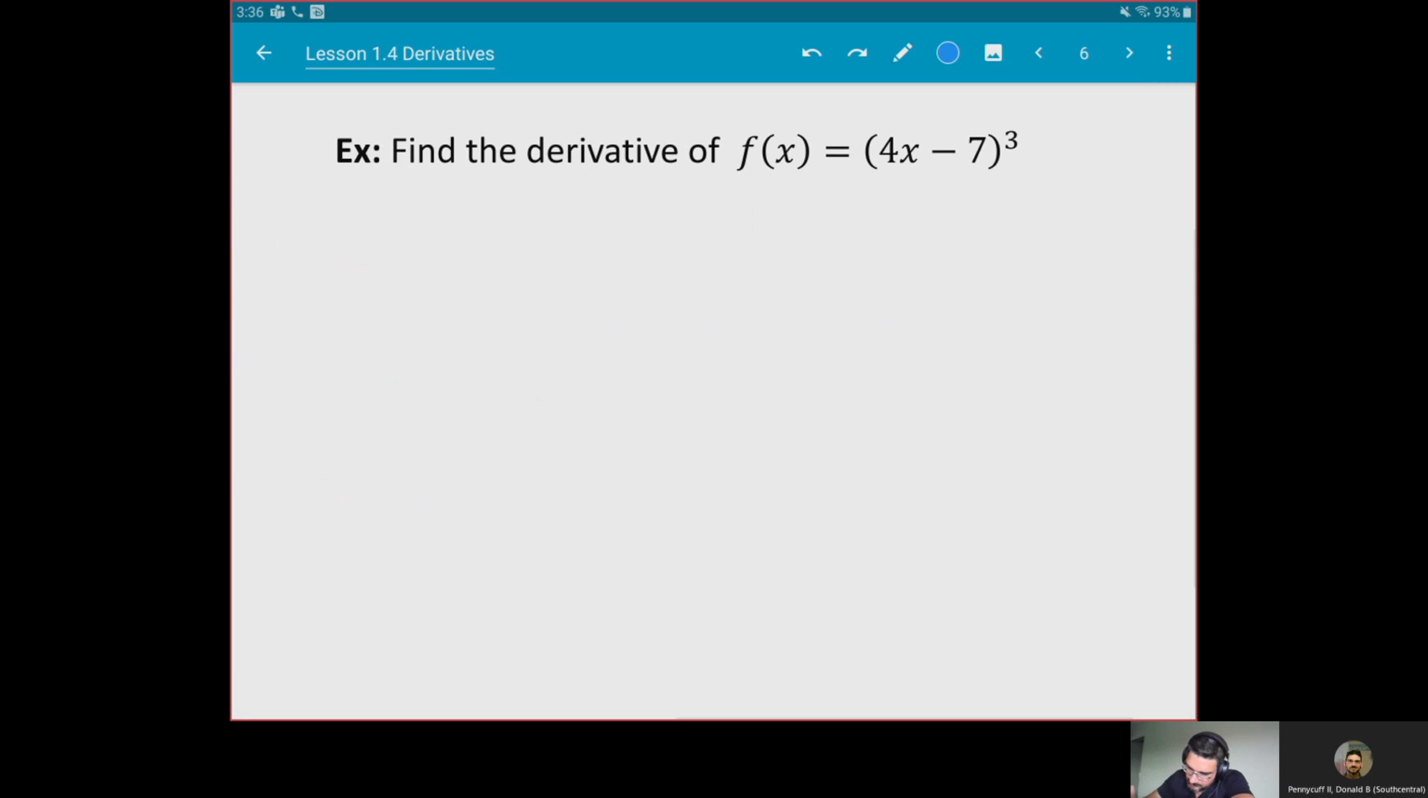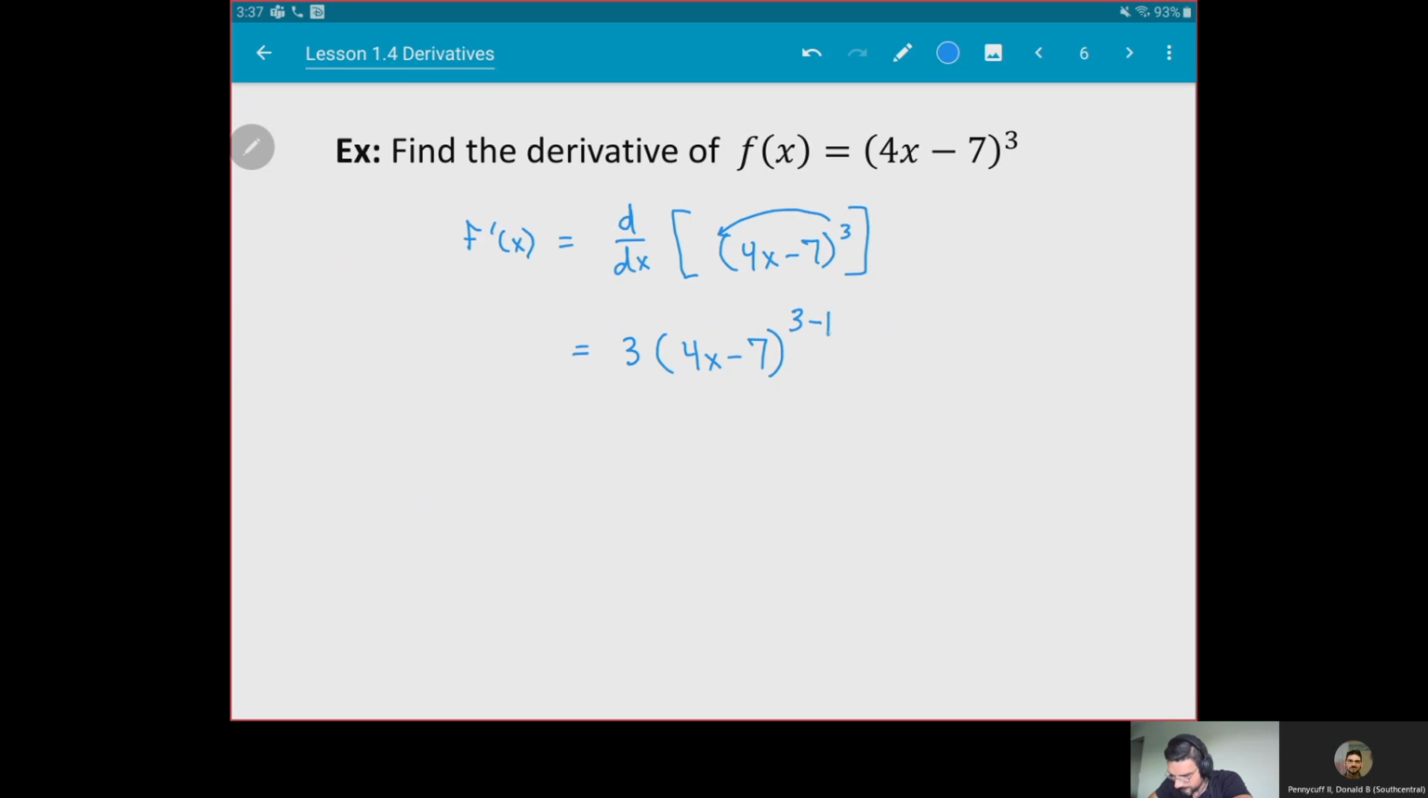All right, so let's look at the derivative of this. Now, this right here is something raised to a power. So when you're taking the derivative of something raised to a power, that's going to be power rule. Okay, so that exponent is going to come out front, and this will give us 3 times 4x minus 7 to the 3 minus 1.